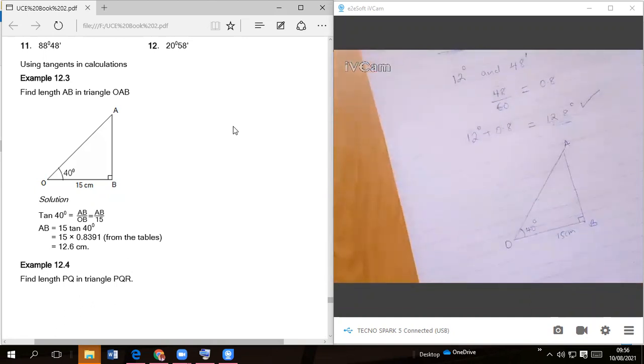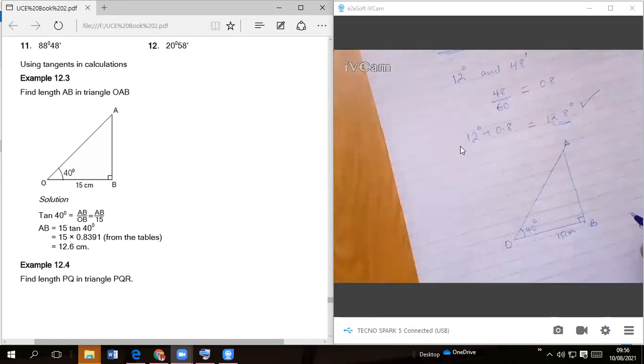So I'm telling you, find the length AB in the triangle OAB. What is the length? Cynthia, do you have any question? No. Okay. So let us see how we can get length AB.